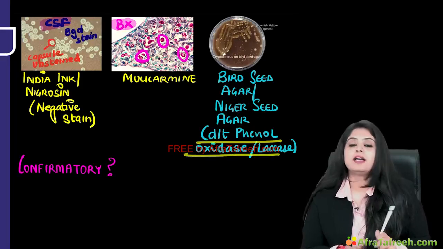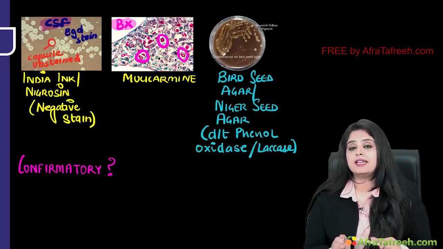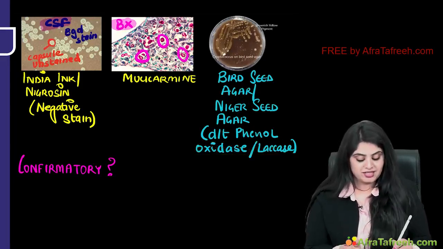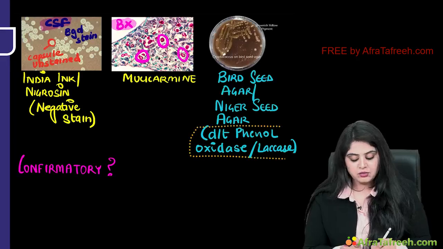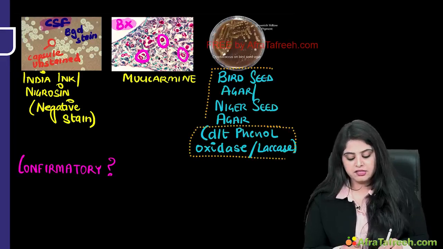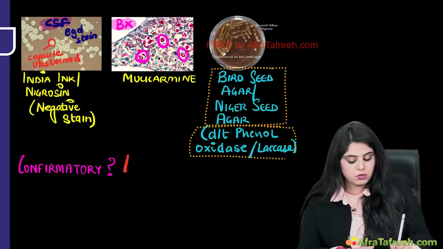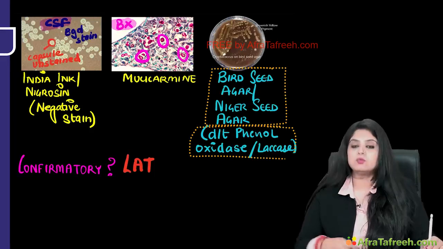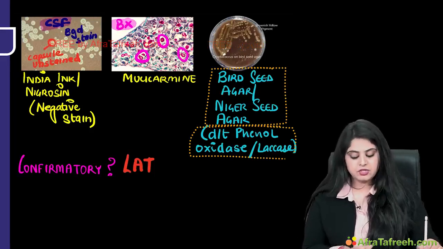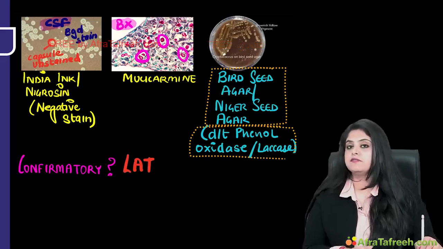Because of an enzyme called phenol oxidase or laccase. This is something you'll have to memorize. Okay? Phenol oxidase or laccase is what has made it that brown color. So bird seed or Niger seed agar. But forget all this. What is the most confirmatory for cryptococcal meningitis? It is latex agglutination test. Latex agglutination test is the most definitive confirmatory diagnosis.